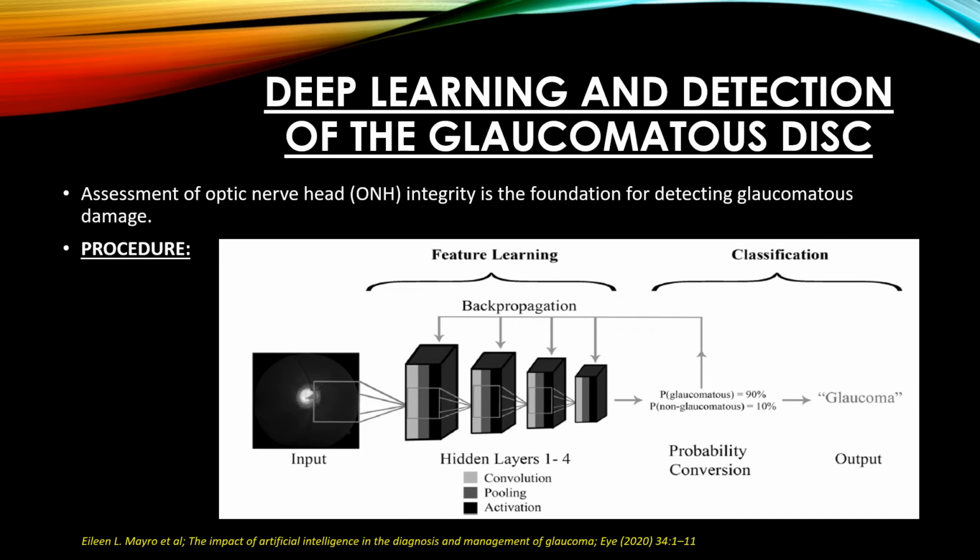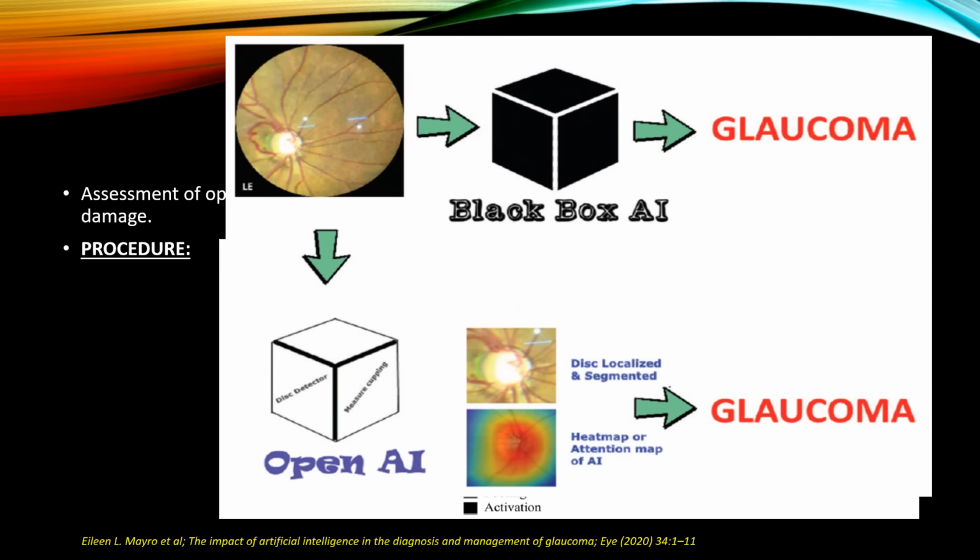As I had told, the feature identification, the feature learning, goes through a number of hidden layers, and then there is a lot of back propagation. Means it goes and then again there is a feedback, and then finally it tells like these many patients have a probability of being glaucomatous, like 90% glaucomatous, and 10% probability of being non-glaucomatous. And finally it's able to come up with an output that yes, this patient has glaucoma, and no, this patient does not have glaucoma. So we call it a black box AI.